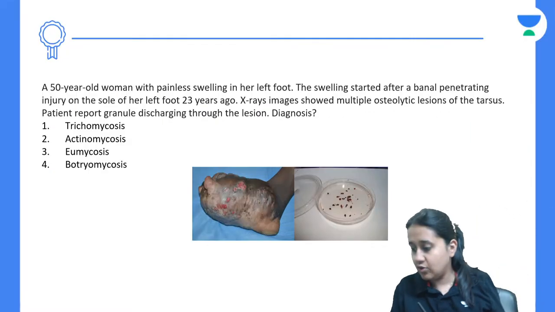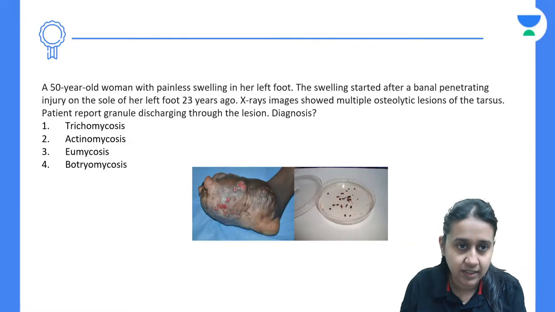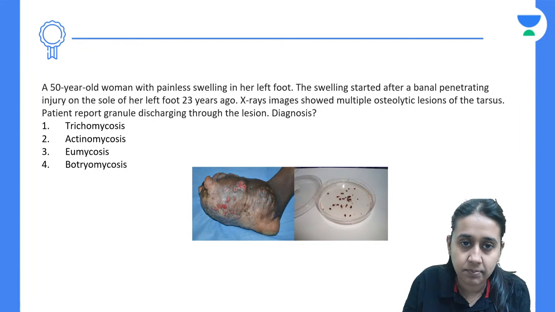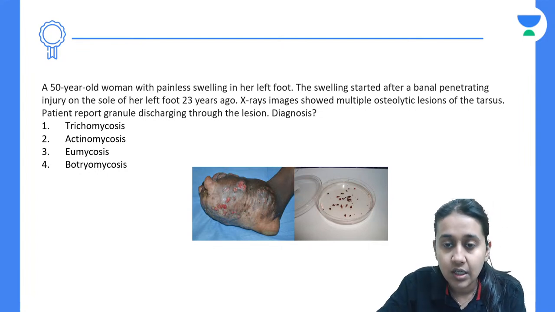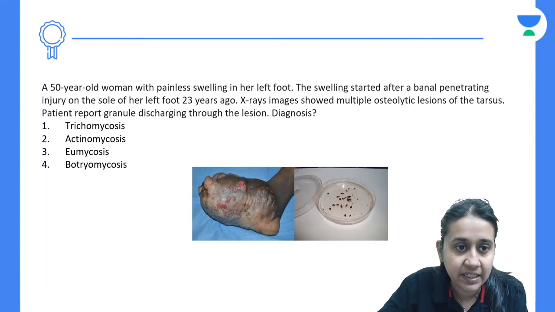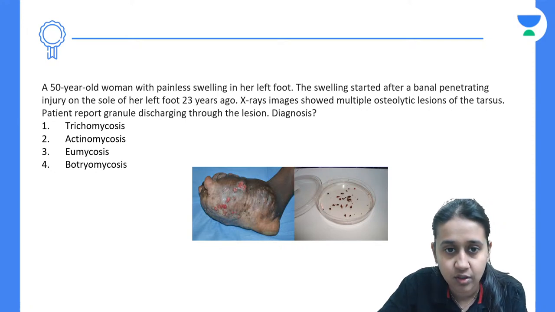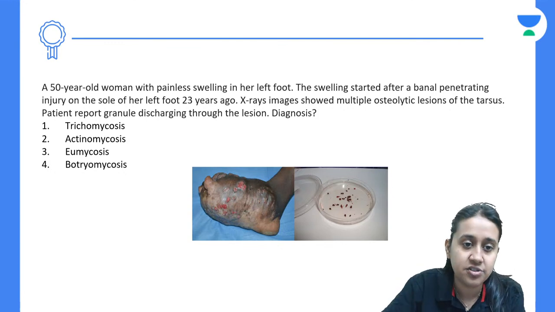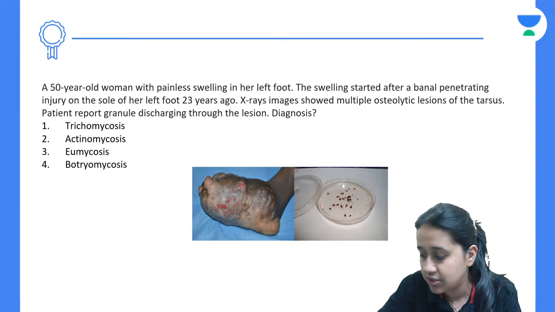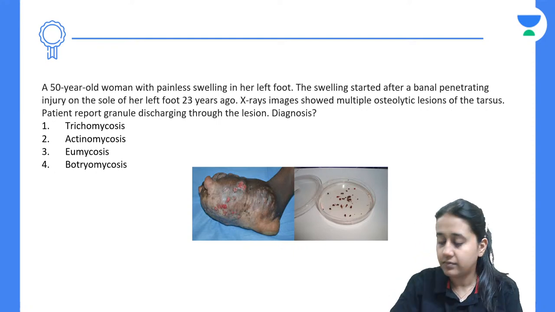So that is the first question. I hope it is visible to all my students. A 50-year-old woman with a painless swelling in her left foot. The swelling started after a banal penetrating injury on the sole of her left foot 23 years ago. The X-ray images show multiple osteolytic lesions of the tarsus bone. Patient reports granules discharging through the lesion. What can be the diagnosis?